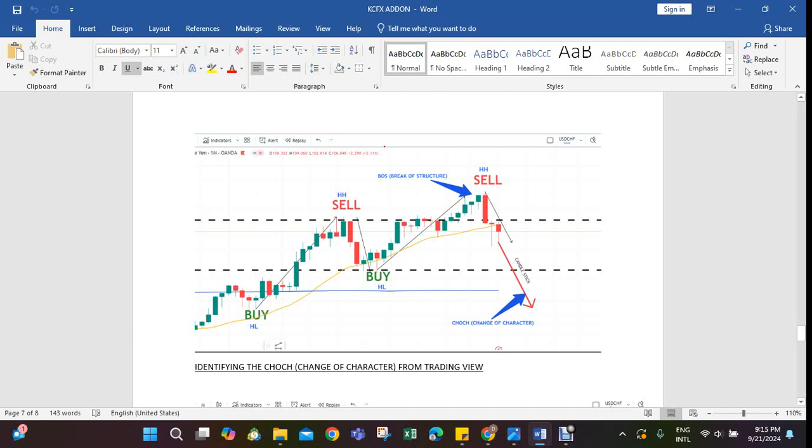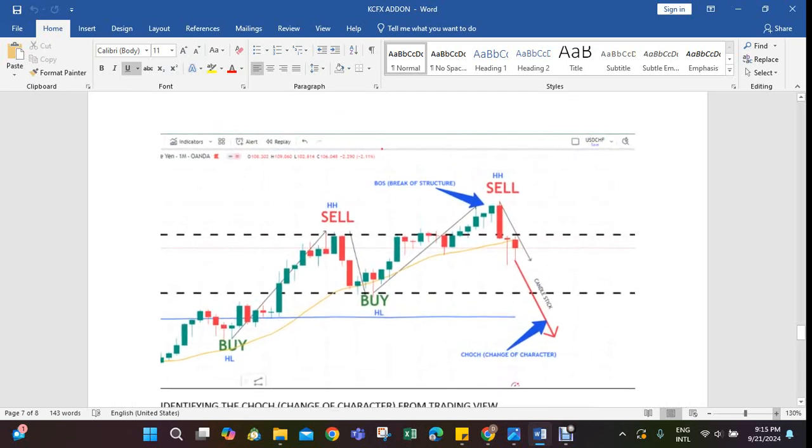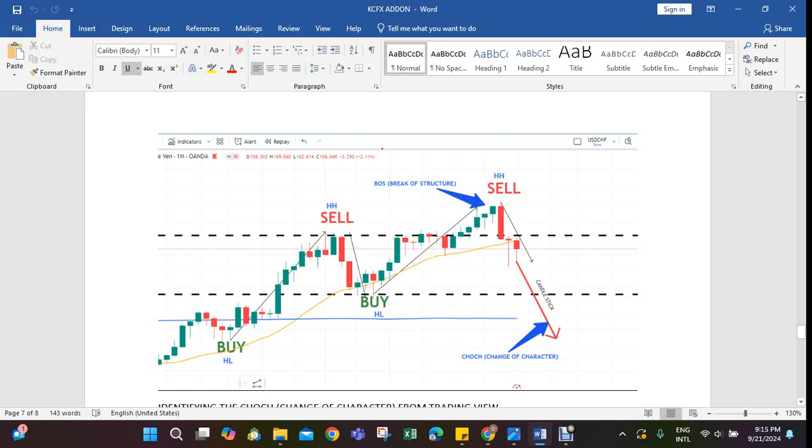Now we understand a break of structure. Now a change of character, let me bring it closer so you can see. A change of character is when the market, you can see this arrow which is in red. There are no candlesticks there, so I just use the arrow to replace candlesticks. That's why I put it in red color so you understand. I named it candlesticks.